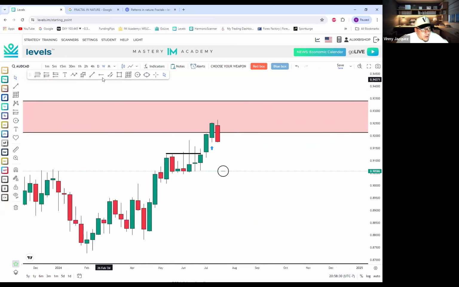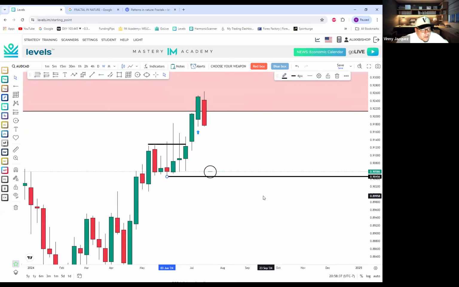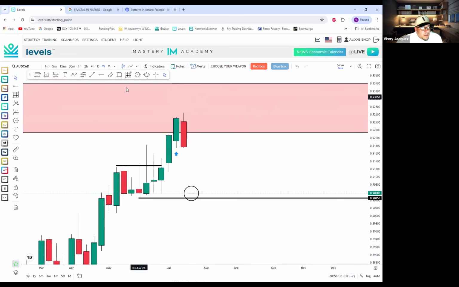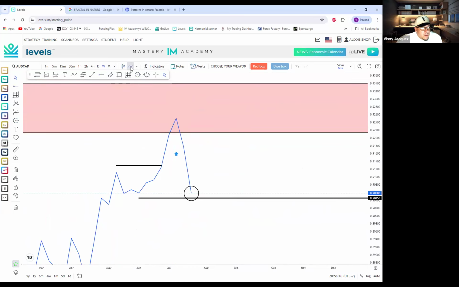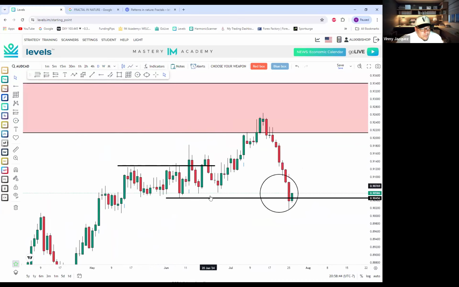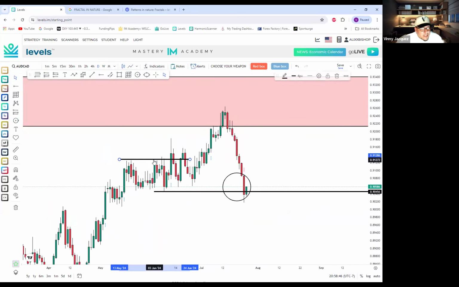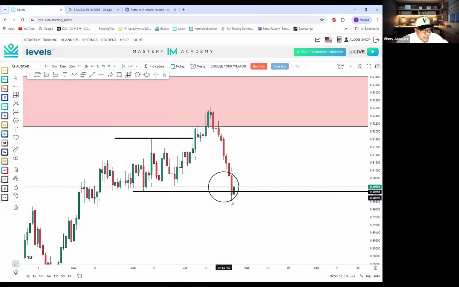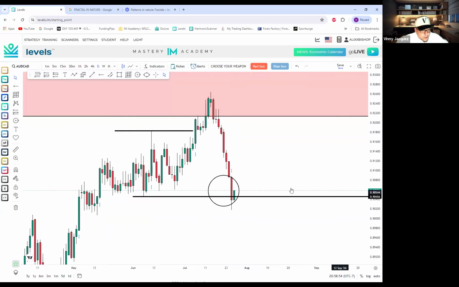All right. So in order to change character, I would be looking to change character off of this. So let's take a look real quick. Drop down lower. Whew. Nasty change of character, guys. Nasty change of character. This is on the daily, so I would definitely consider that a change of character for sure.